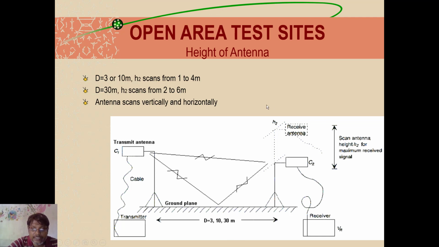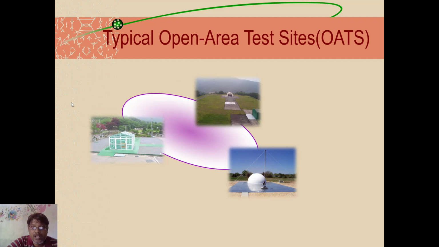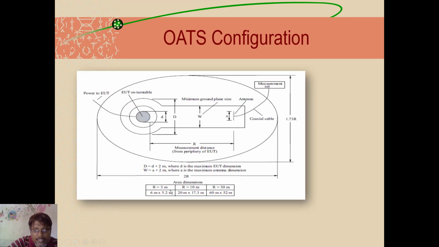Antennas scan vertically and horizontally. You can perform both scans. So that's about the height of the antennas in the open area environment test. And this slide you would have seen already. These are the different examples of open area test sites. And these are the configurations: as you know, 3 meter, 10 meter, 30 meter are standards. It can be elliptical or circular, both we have discussed in the previous slides. You should know when it will be elliptical and when it will be a circle. If the antenna is fixed, then it is an ellipse. If the test equipment is fixed, then it is a circle.